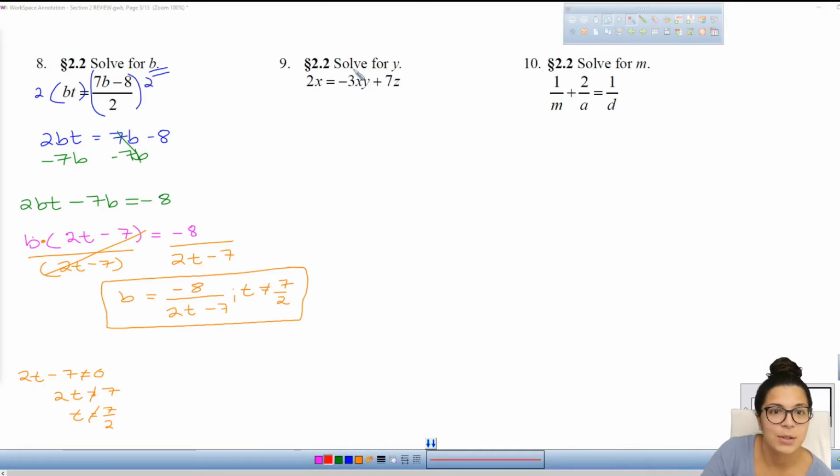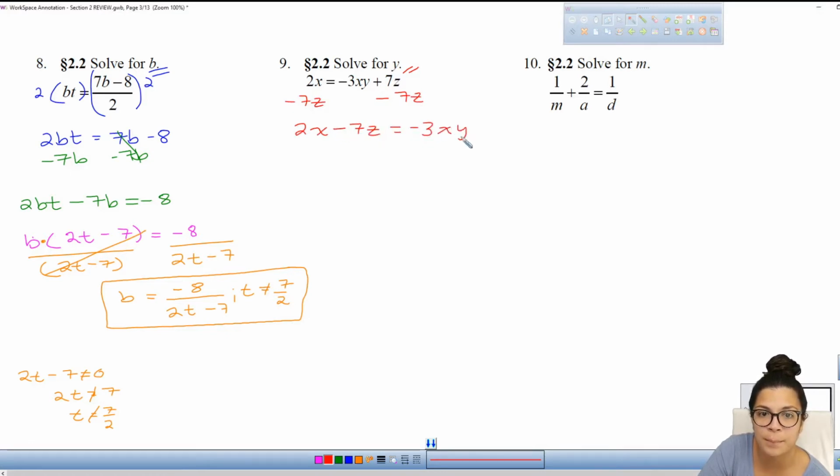All right, so on number 9, we're solving for y, okay? So we actually have 3 terms here and only one term has y. So let's remove the term that does not have y. So I'm going to subtract 7z on both sides. So I get 2x minus 7z equals negative 3xy.